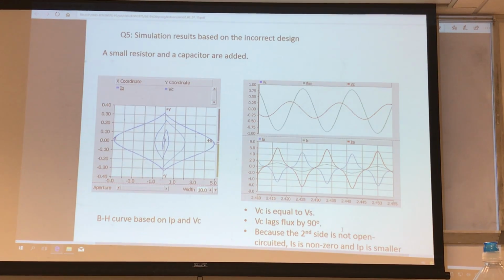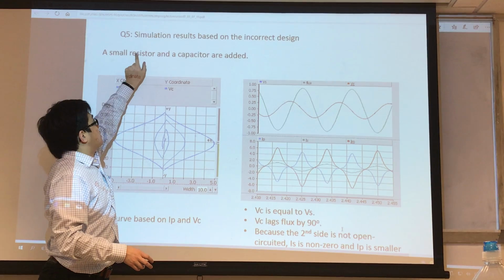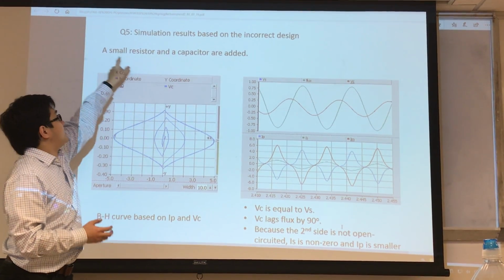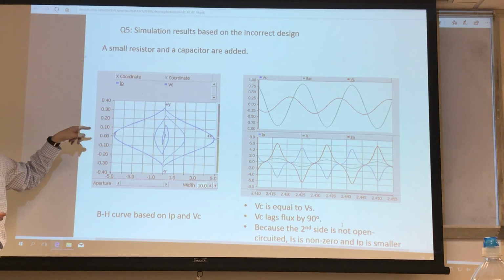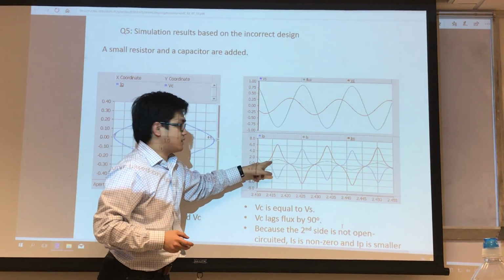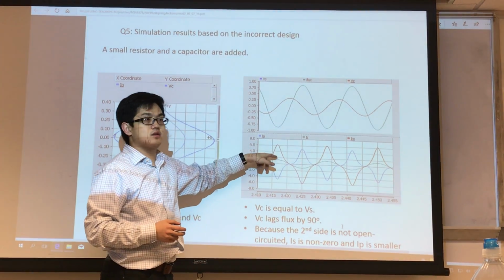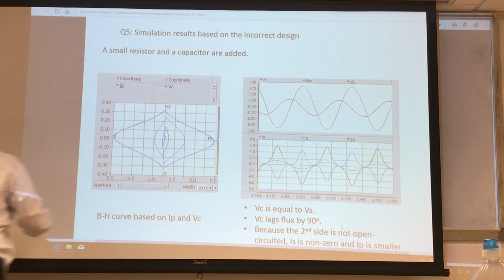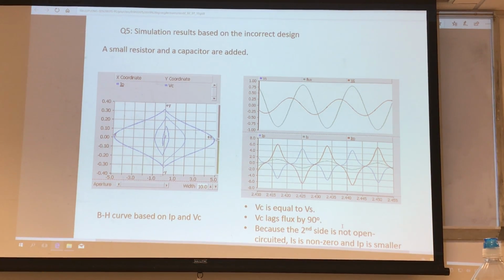And one more page. If you add the resistor and the capacitor, but your resistor is too small, you will get a wrong pH curve again, because you have IS. If your IS is not 0, you cannot use IP to replace H in this equation.